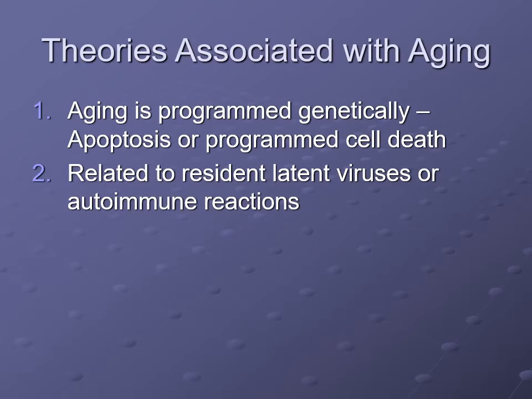There are theories associated with aging. Aging is programmed genetically through the cells, and this control directly limits the cell's reproductive capacity. The term apoptosis, or programmed cell death, naturally occurs, and cells that accumulate waste products over time may undergo apoptosis. Aging is related to resident latent viruses or autoimmune reactions in which the body rejects its own tissues, or to environmental agents that affect cells.